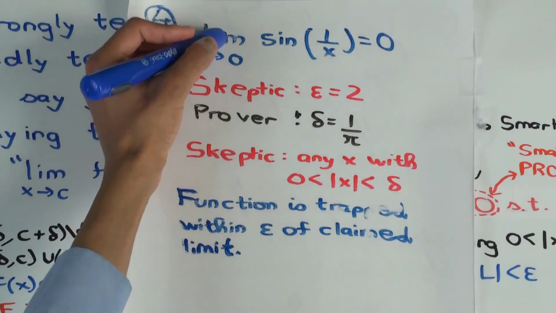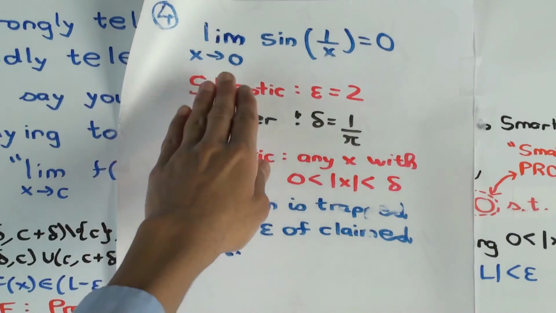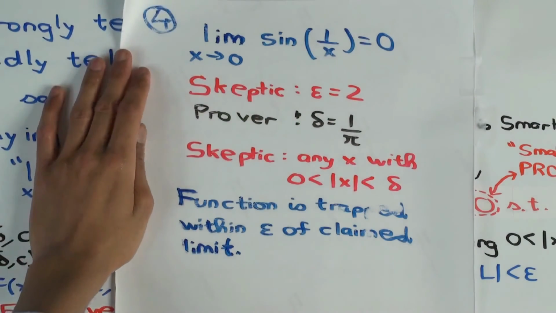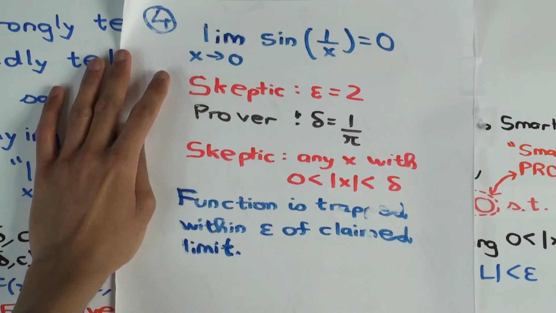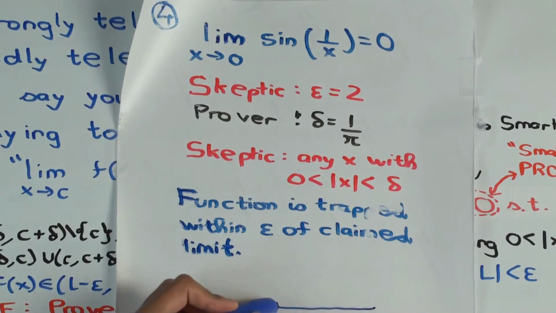Okay, so this one, let's see. We are saying that the limit as x approaches 0 of sine 1 over x is 0, right? So let's see how we prove this. So is this statement true? Well, do you think the statement is true? As x approaches 0, would sine 1 over x go to 0? So here's the picture of sine 1 over x.